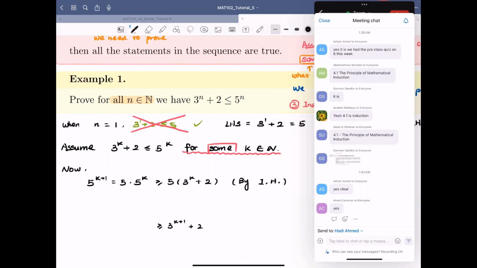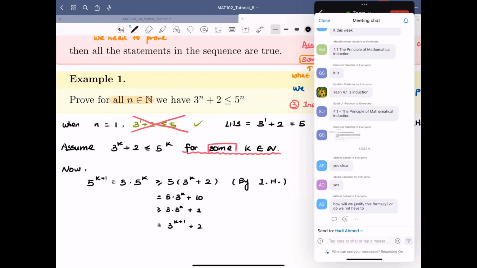So now let's see what this equals. This equals 5 times 3 to the k plus 10, right? And I'm going to say this is clearly bigger than this. I'm going to show my step, but can you see this term is bigger than this term? Why? This is 3 times 3 to the k. 5 times 3 to the k is clearly bigger than 3 times 3 to the k, and 10 is clearly bigger than 2. Do you see how they are actually bigger? So I'm going to say this is bigger than or equal to 3 times 3 to the power of k plus 2, which equals what I need to prove.